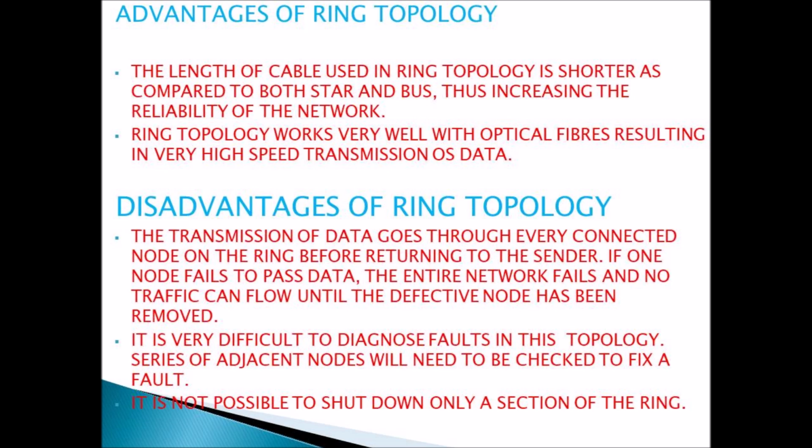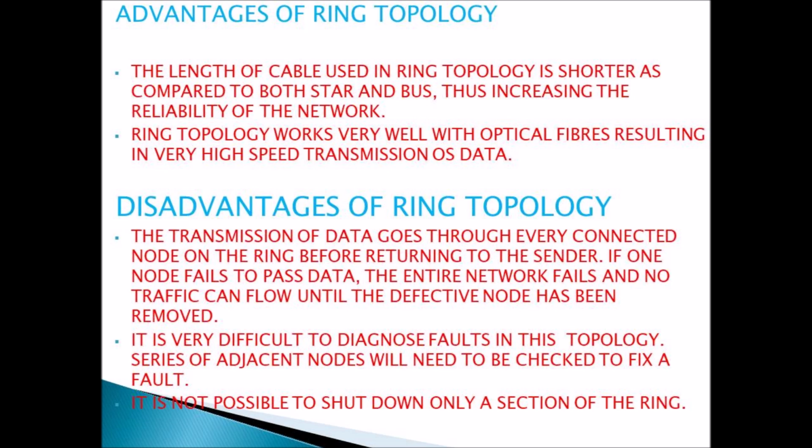If any one node fails in between while passing the data, the entire network fails, and no data traffic can flow until the defective node has been removed. Until the fault is rectified, the data will not be passed to the destination. In addition, any cable failure between two nodes can cause the entire network to fail. So that is the main disadvantage in the ring topology.